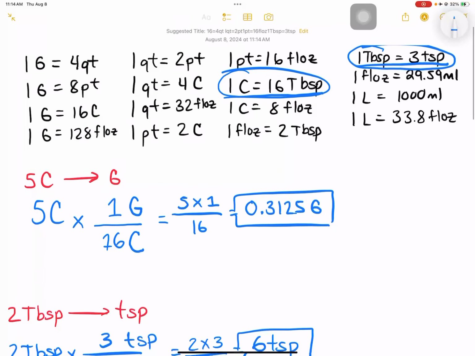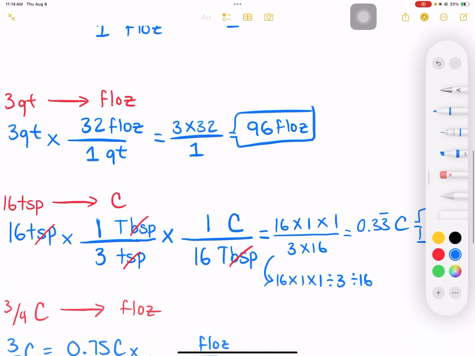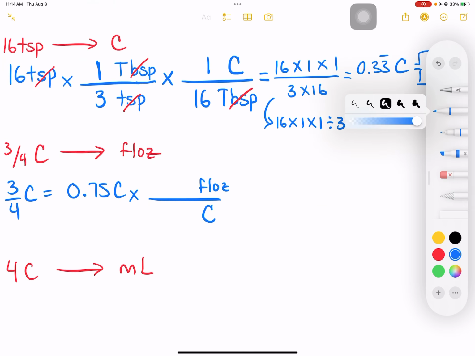Fluid ounces to cups is what I'm looking for. Okay, fluid ounces to cups looks like 1 cup equals 8 fluid ounces. That's how fluid ounces and cups are related in that conversion factor. So 1 goes in the cup, 8 goes in the fluid ounces.